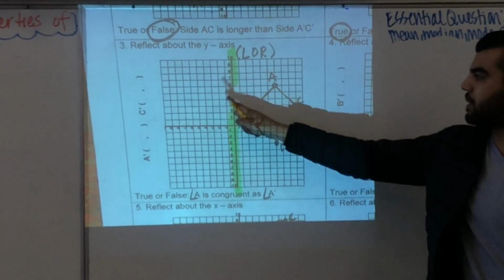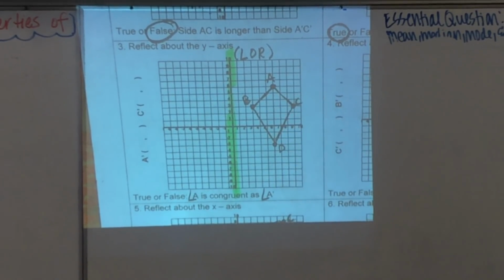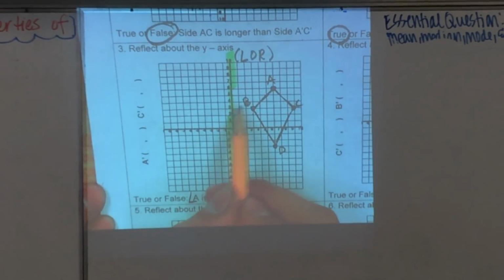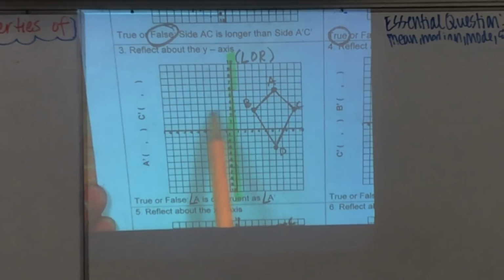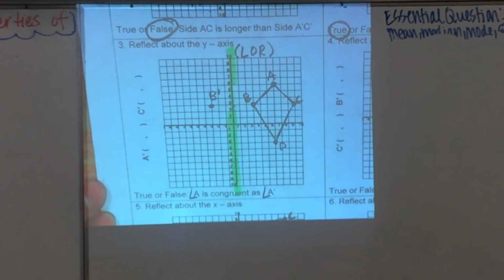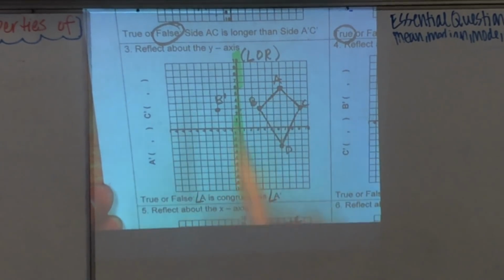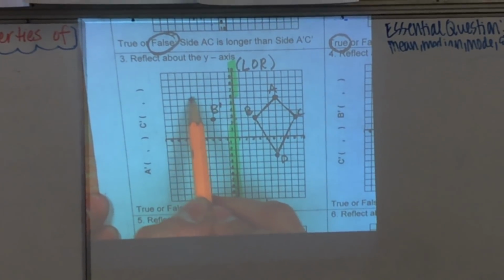Now, start reflecting each of the points. I'm going to start off with point B. So this is 3 spaces away from the line of reflection. So now I'm going to go the opposite way, 3 spaces. 1, 2, 3. This gives me B prime. Do the same thing with A. 6 spaces. Go the opposite way now. 6 spaces.